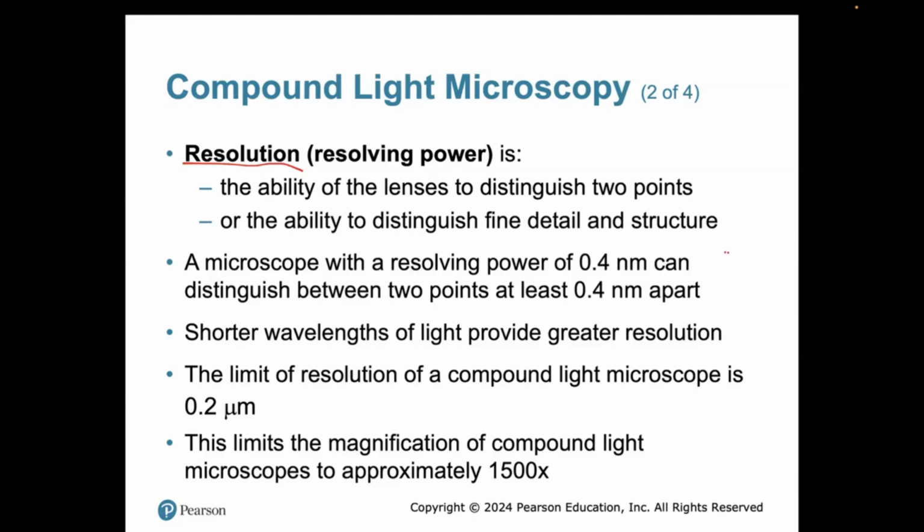Okay, so the limit of resolution of a compound light microscope is 0.2 micrometers. So our compound light microscopes have the ability to differentiate between 2 points that are 0.2 micrometers apart, right? Now, the limit of magnification for a compound light microscope can be up to approximately 1,500 times. That just depends upon the scope that you're looking at, right? Ours is, as we just calculated, 1,000, right?